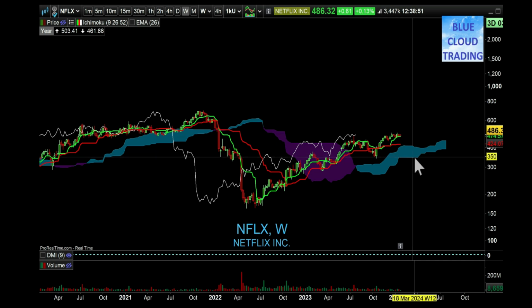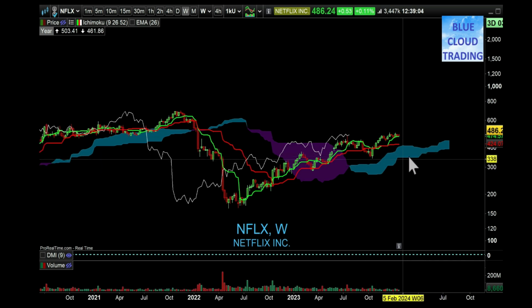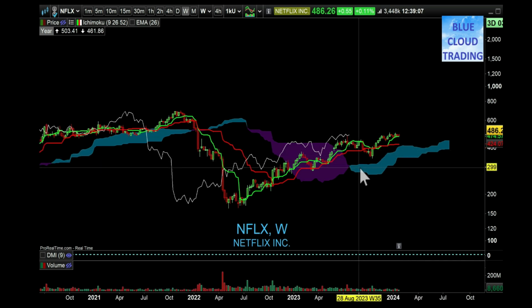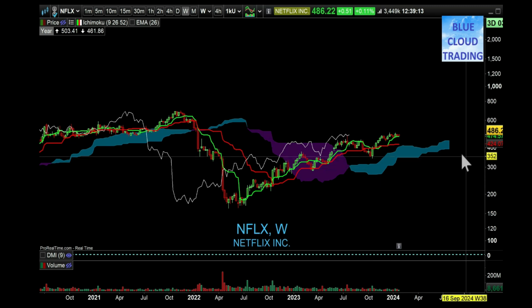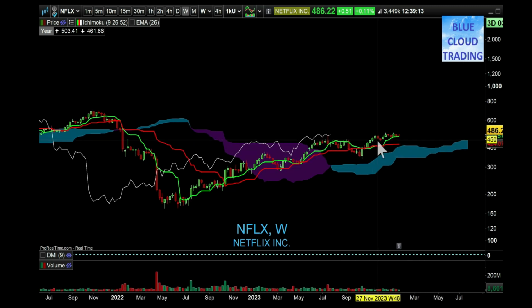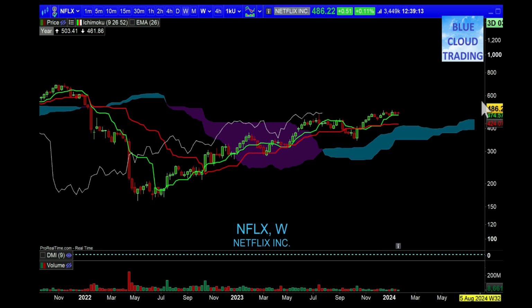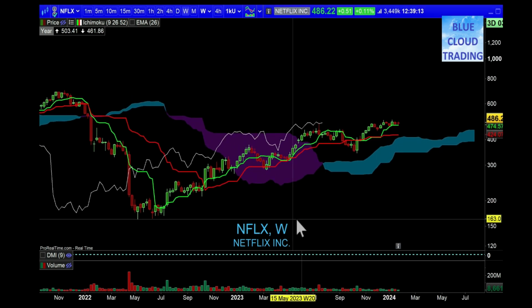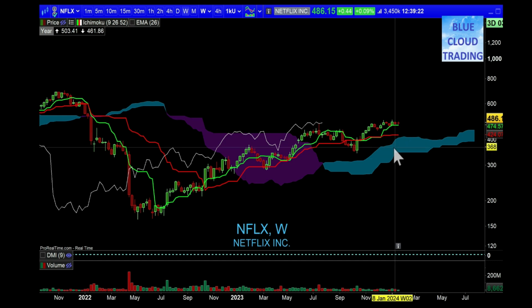So what you have here is the Kumo cloud. And you can see here it's a different color here than it is here where it's purple. It's a light blue. So that's a bullish Kumo cloud. And you want price, which is these Japanese candlesticks here, represented on a weekly chart here, as you can see, to be above the Kumo cloud.